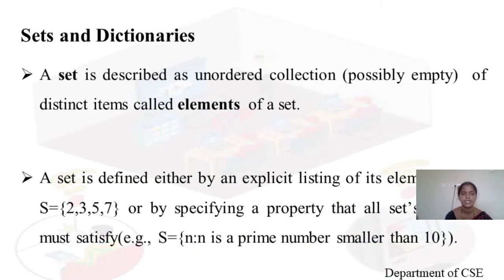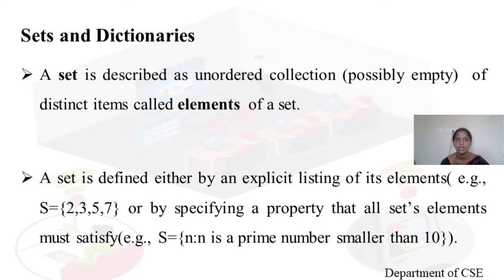Now coming on with the discussion of sets and dictionaries. A set, you all know, is described as an unordered collection, possibly empty. There can also be an empty set of distinct items called the elements of a set. A set is described as an unordered collection of distinct items. The elements can be very different. These items may also be termed as elements of a set.